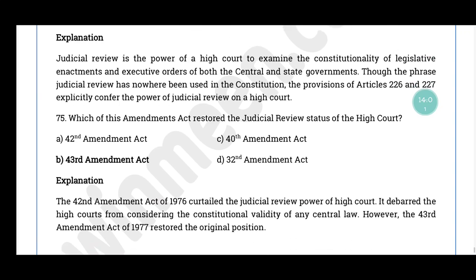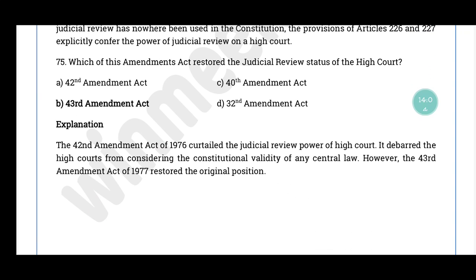Question number 75. Which of this Amendments Act restored the judicial review status of High Court? The correct answer is option B. 43rd Amendment Act. 42nd Amendment Act of 1976 வந்து judicial power of High Court declare பண்ணுச்சு. It debarred the High Court from considering the constitutional validity of any central law ன்னு சொன்னாங்க. So, the 43rd Amendment Act of 1977, it restored the original position.